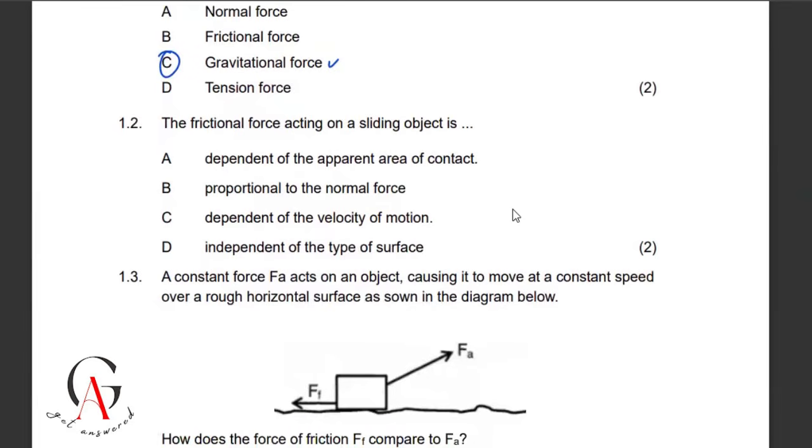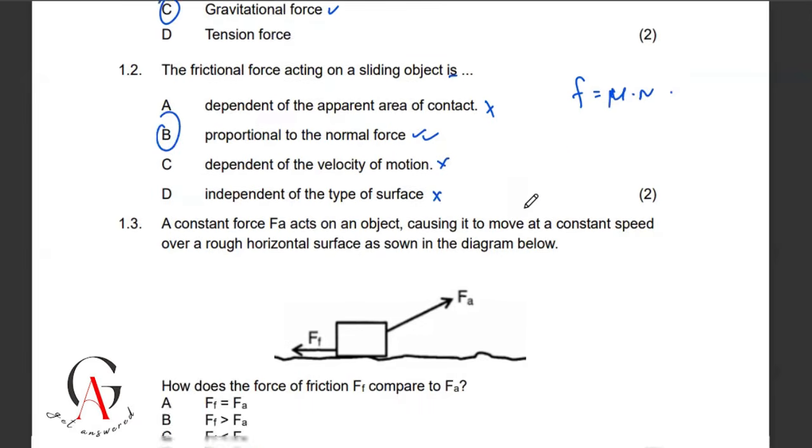And then, the frictional force that is acting on a sliding object is dependent on the apparent area of contact? Nope. Is proportional to the normal force? This one is okay, because we know that frictional force is mu multiplied by the normal force, so it's proportional. Dependent on the velocity, nope. Independent of the type, no. So B is the best answer in that case.